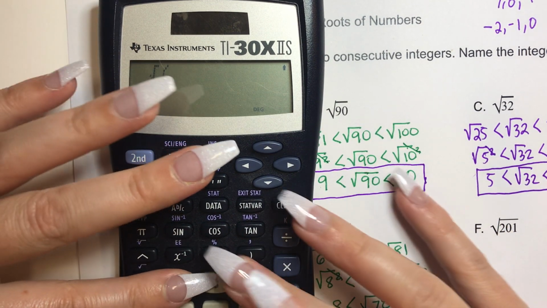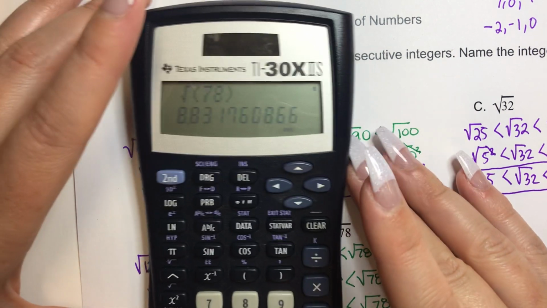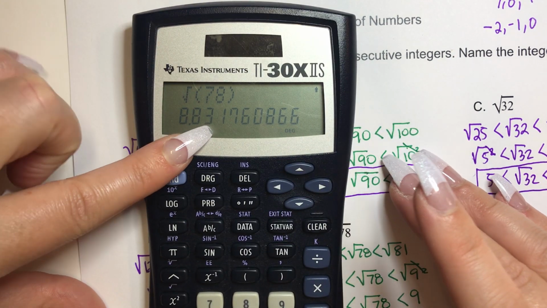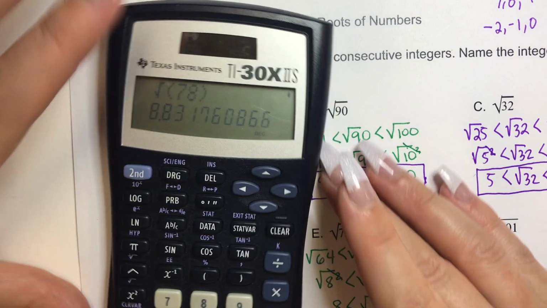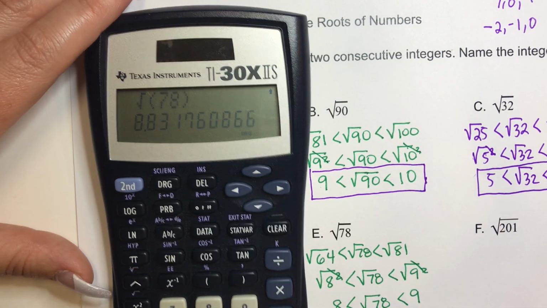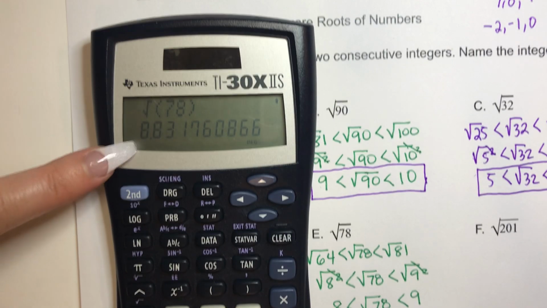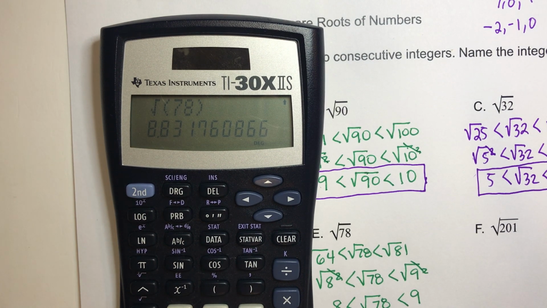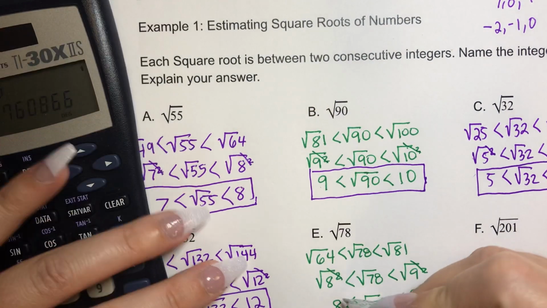So the square root of 78 is 8.83. I said 8.89, but it's 8.83. I still had 8.8 right, though. So perfect. Okay, so that's what it is. It's approximately 8.83. Okay, so if you got that one right, great job.